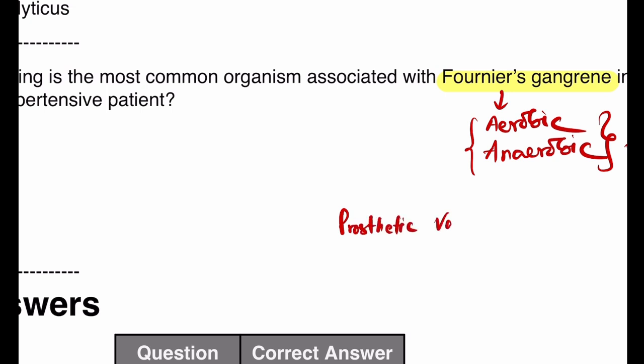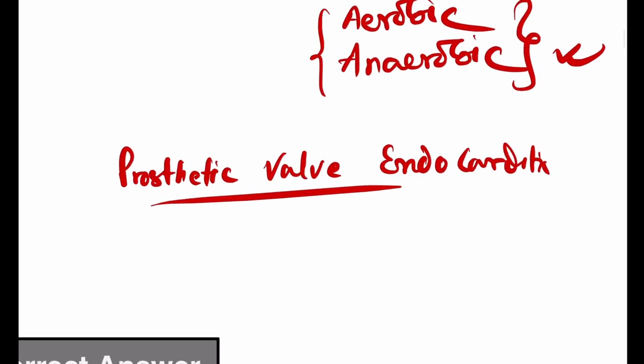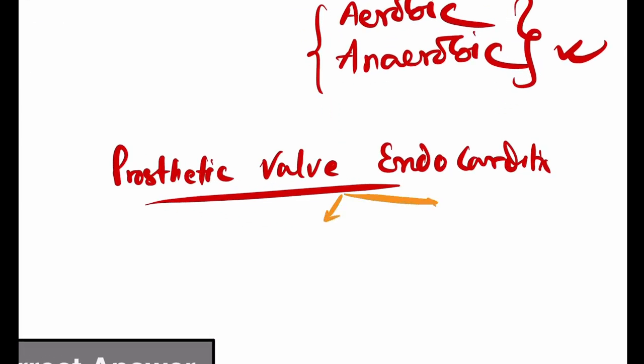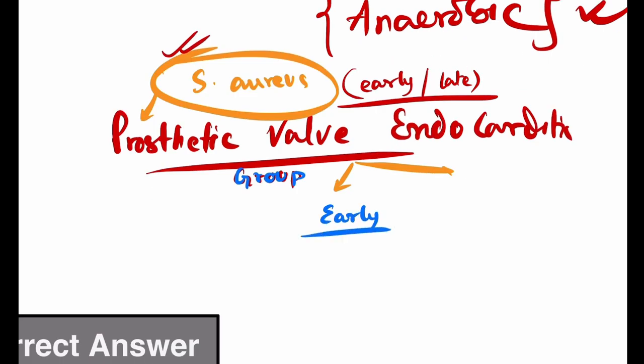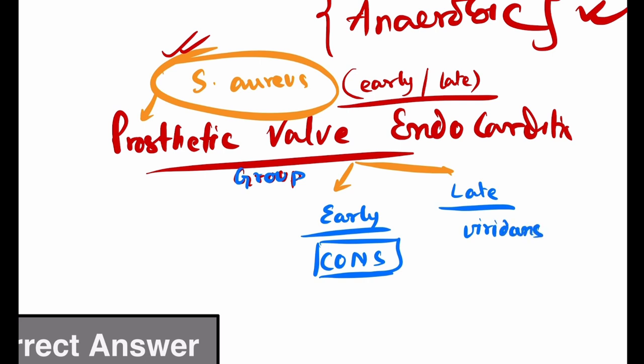Next, another important point that you need to remember is prosthetic valve endocarditis. Remember, in prosthetic valve endocarditis, the single most common organism is Staph aureus, both early as well as late. Only for the early one, it is coagulase negative Staphylococcus. For the late one, it is the viridans group of Streptococcus.